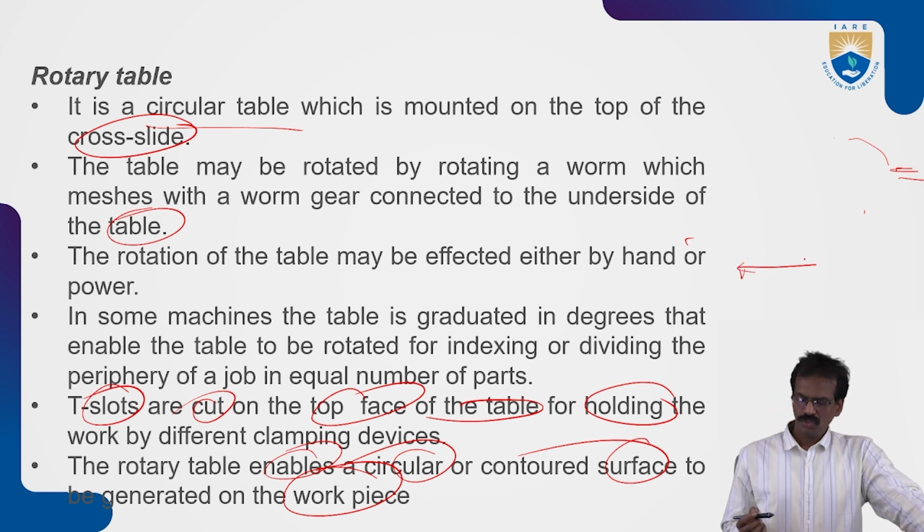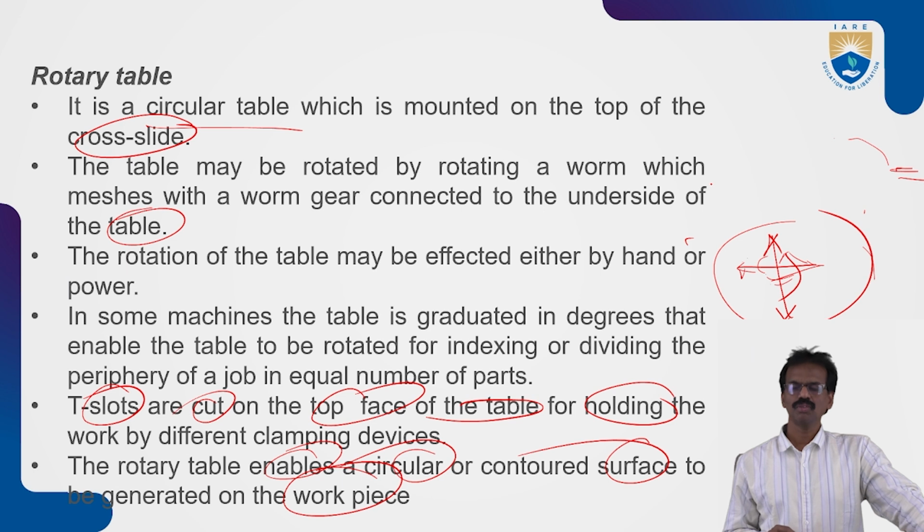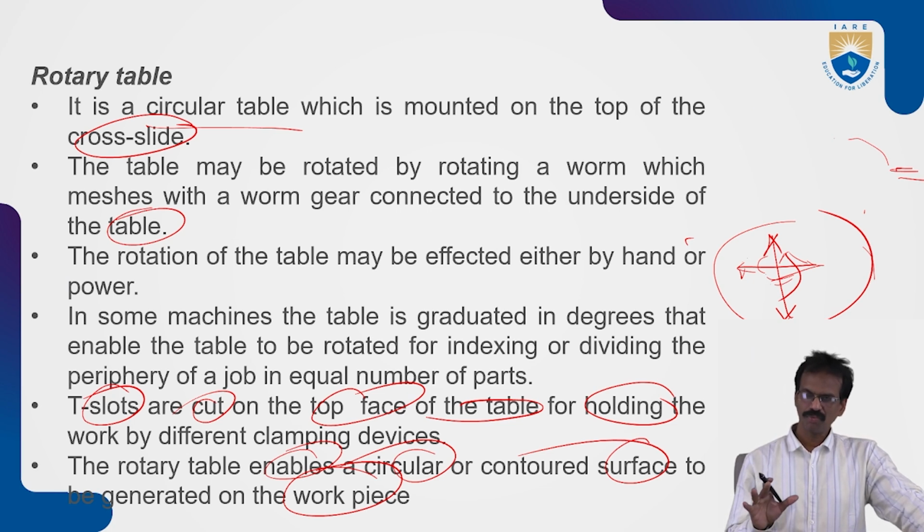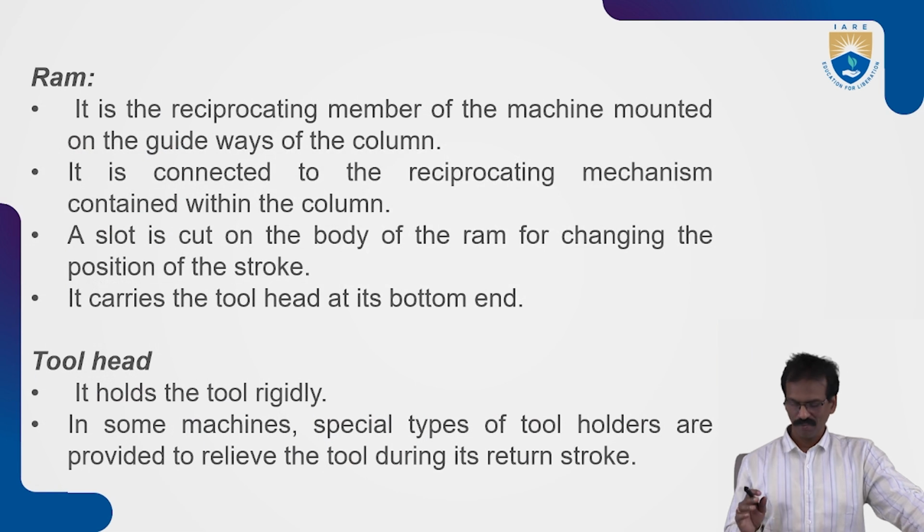So you know that the saddle gives the longitudinal direction, the cross slide gives the vertical direction, and the rotary table gives the rotation, the angular or rotary movement. All the movements are provided to the workpiece by the help of the saddle, cross slide and rotary table, to perform the machining as per the requirement.